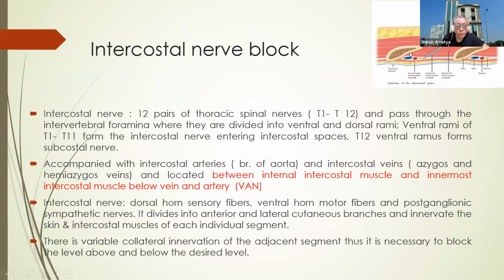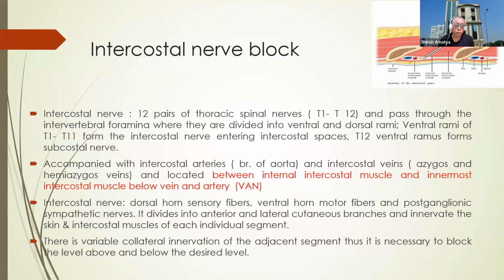So the innermost is the innermost intercostal muscle, and just superficial to that is the internal intercostal muscle. In between the internal intercostal muscle and the innermost intercostal muscle is the location of the intercostal nerve along with its neurovascular bundle. In the most upper part is the intercostal vein, which is followed by the intercostal artery, and the lowermost part is the intercostal nerve.